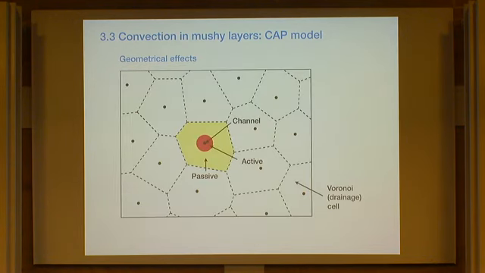So the way we go about constructing this model is to assume that the channel and the active region are axisymmetric. We allow the passive region to have whatever shape is determined by the drainage network of these channels. Because the passive region is so simple, it just boils down to solving Laplace's equation in that passive region, we can tackle this problem too.